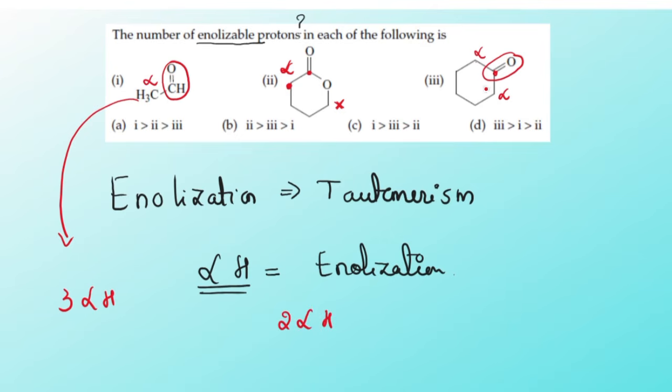What about the third compound? 2 plus 2, 4 alpha hydrogens. Which compound has the most alpha hydrogens? The third compound. Hence, the right option is option D.